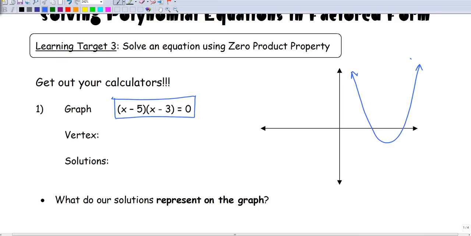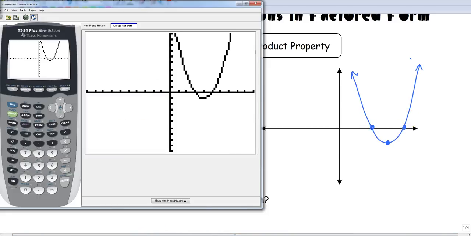Okay, so just for some practice, we're going to find two things. We're going to find our vertex. Remember, our vertex in this case is a minimum. And we're going to find our solutions. Our solutions are our zeros or our x-intercepts. All right, so let's find the minimum first.